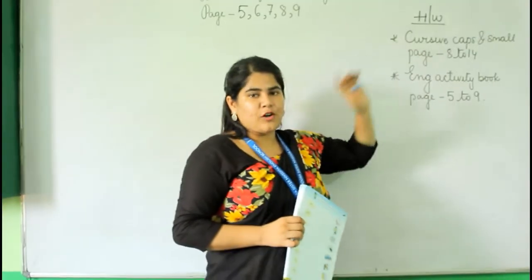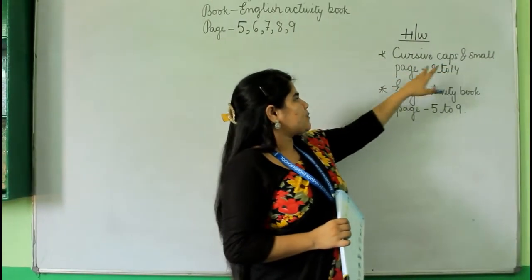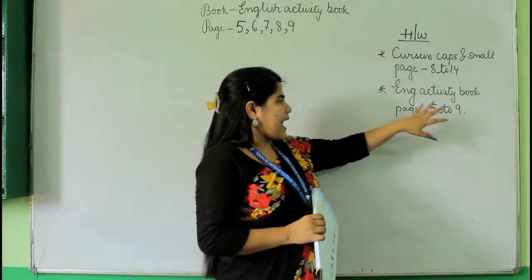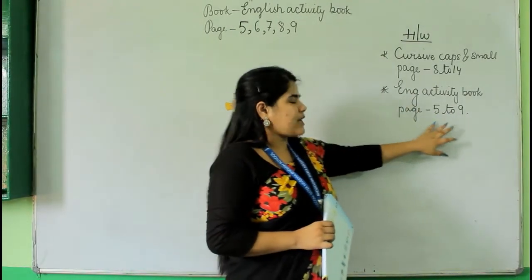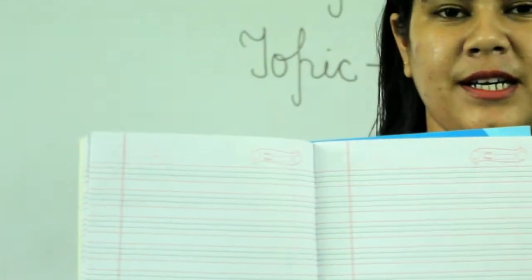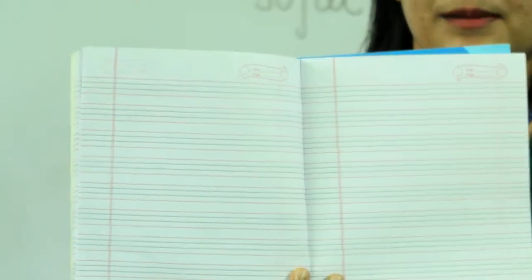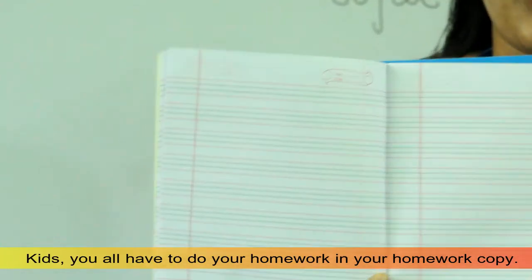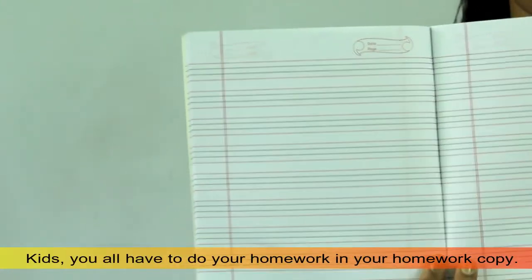So students, just have a look at the board. For cursive, your homework is cursive, capital and small letter, page number 8 to 14, and English activity book, page number 5 to 9. Pause the video, note down this, and do your homework properly. Whatever homework you will be getting, I will be writing on the board only. So whatever homework you will get now for your notebook, for your exercise book, you will start with this copy, okay, with this exercise book.